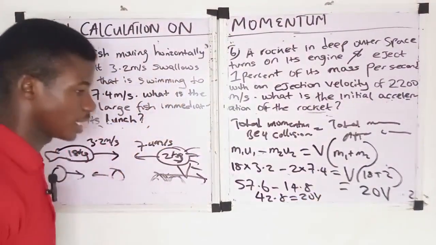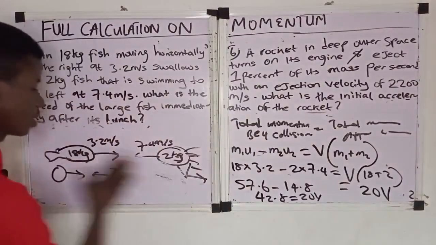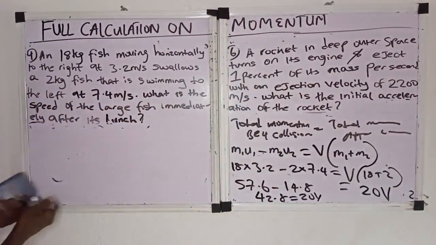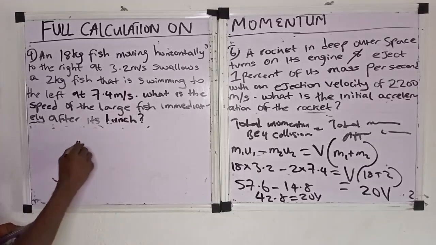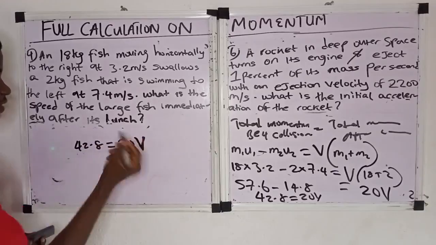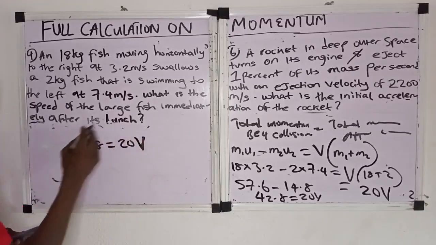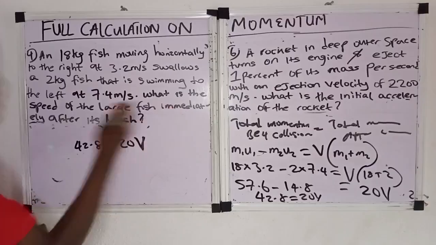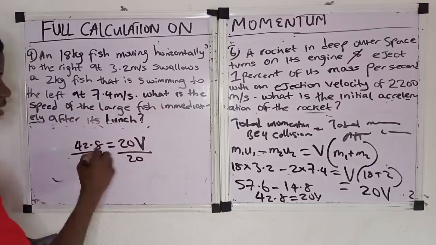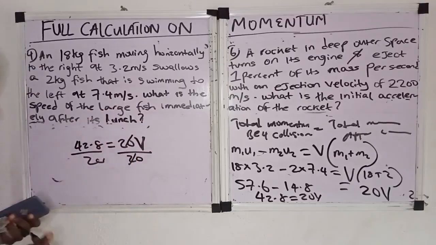So what are we going to do next? We have 42.8 equals 20V. We are looking for V, which is the common velocity. What is the speed of the large fish immediately after the lunch? That is the final velocity. So we divide both sides by 20, and the 20 cancels. So let's do it now.